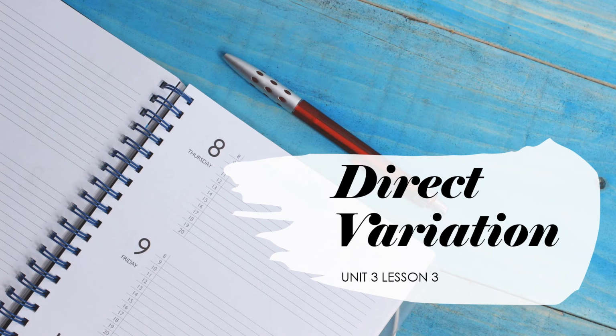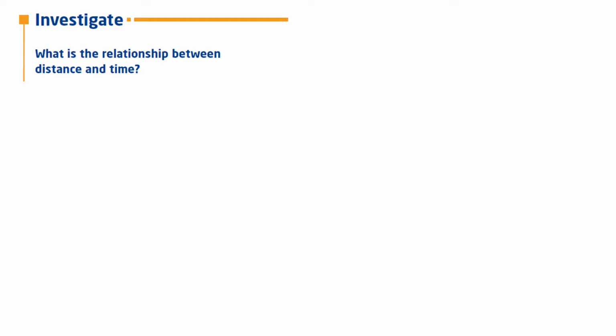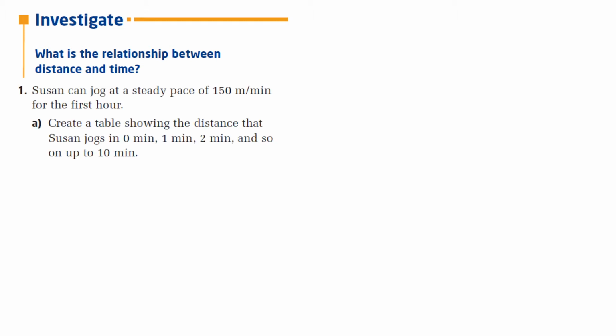Today we're going to talk about direct variation. So what is direct variation? Let's start with an example to illustrate that. What is the relationship between distance and time?